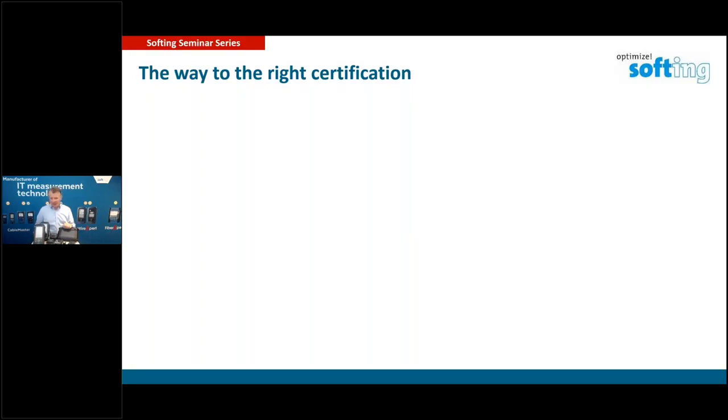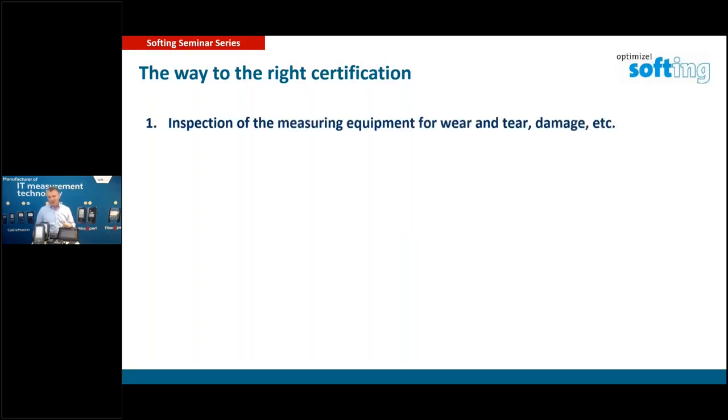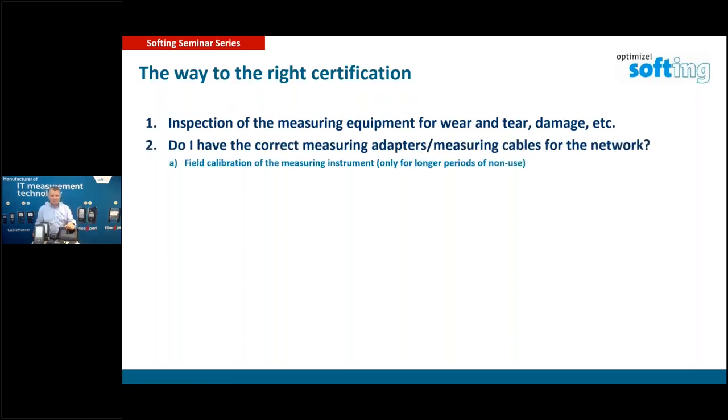So the way to the right certification: please inspect the measuring equipment, and tell your installers. If you are a dealer, please tell your installers, the electrical installers and so on. They have to check if the measurement equipment is okay, if the adapter is okay, if the measurement cable is okay. Do I have the right adapters? Because for certification, we have different adapters available. One is for the channel measurement, one is for the permanent link measurement. Permanent link is what is fixed to the building.